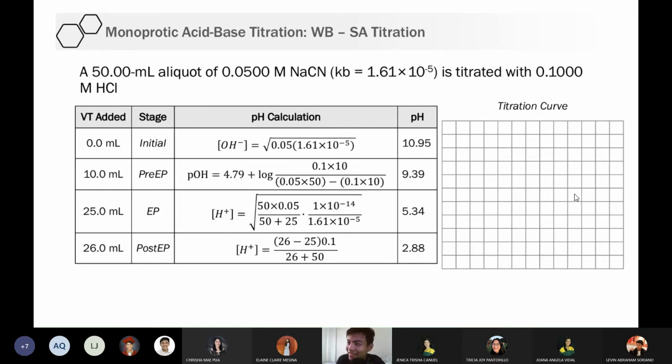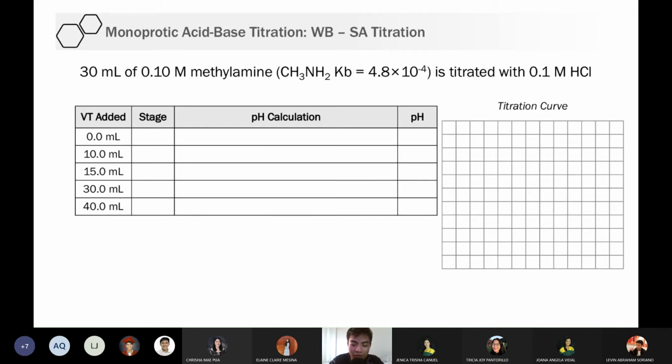Okay. So this will be left for you as an assignment. Ay, sorry. So assignment nyo na lang ito. So you try. Identify the stages. Tulungan ko kayo.